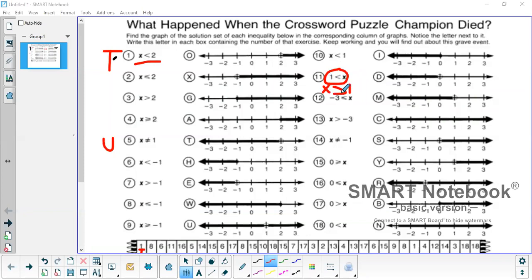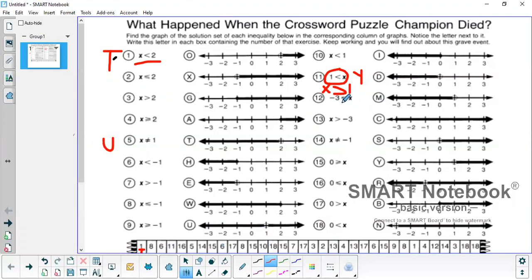If you say greater, where should the arrow be? To the left or to the right if it's greater? To the right. So find that point which is open at 1, then go into the right, or find the graph. Open at 1 and go into the right. You got it? Yep. Now, what letter is that? It's Y. So in number 11, you have to write letter Y. Okay?